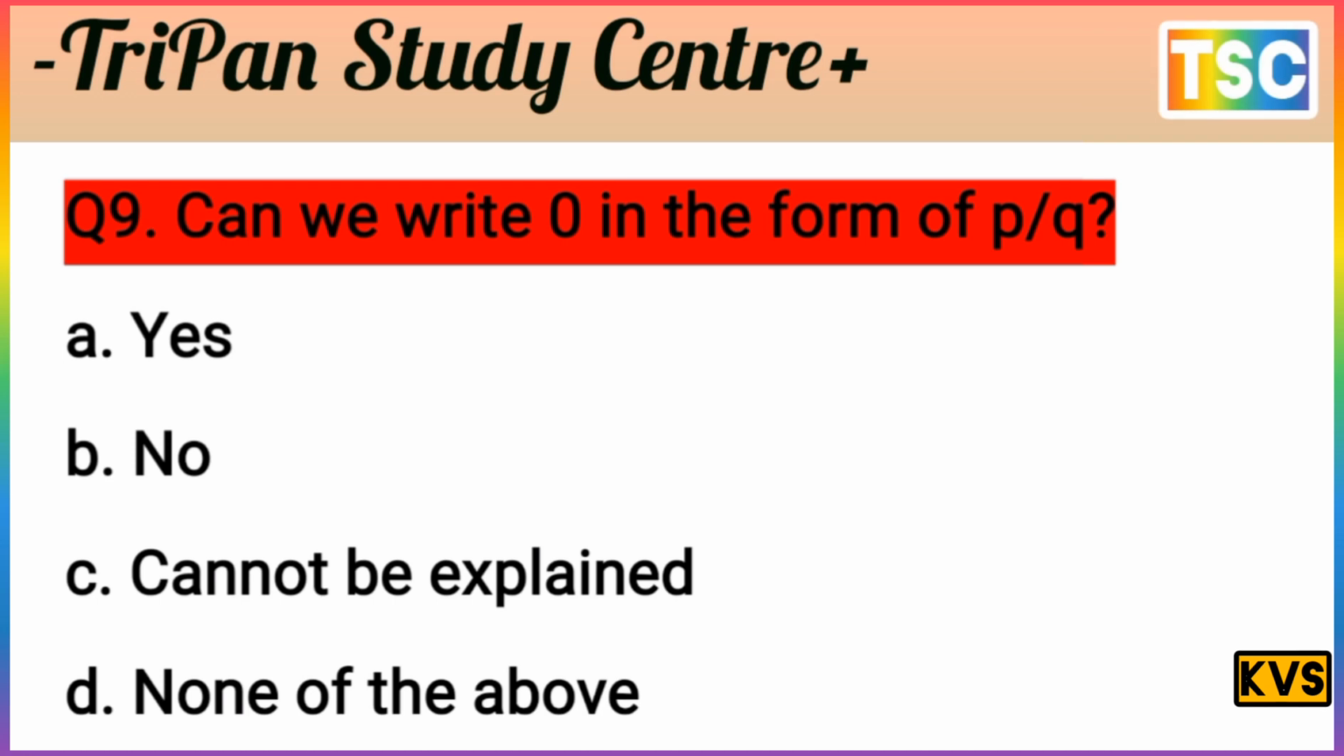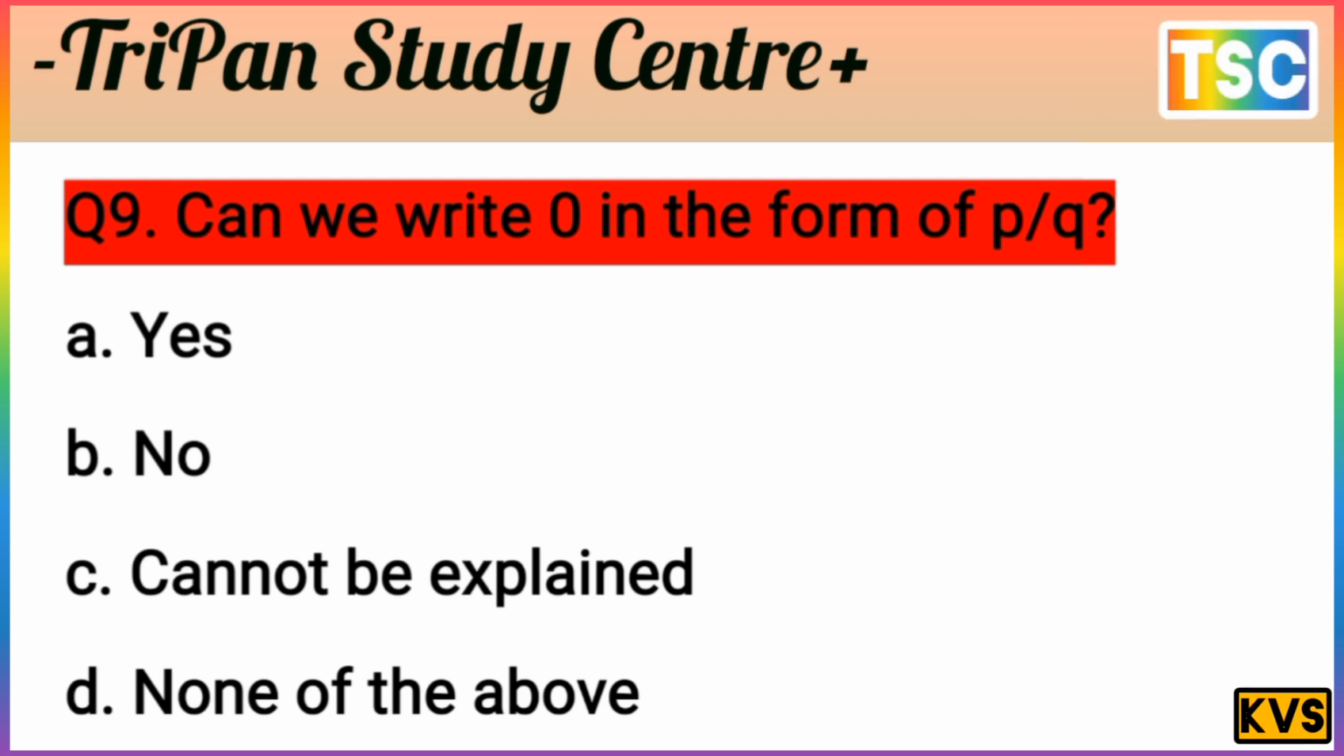Question understood? Can we write 0 in the form of P upon Q? The options are A is yes, nothing but A is yes. That's right. A is the correct answer. Yes, we can write 0 in the form of P upon Q. It means option A is correct. Yes, it can be written as 0 in the form of P and Q.